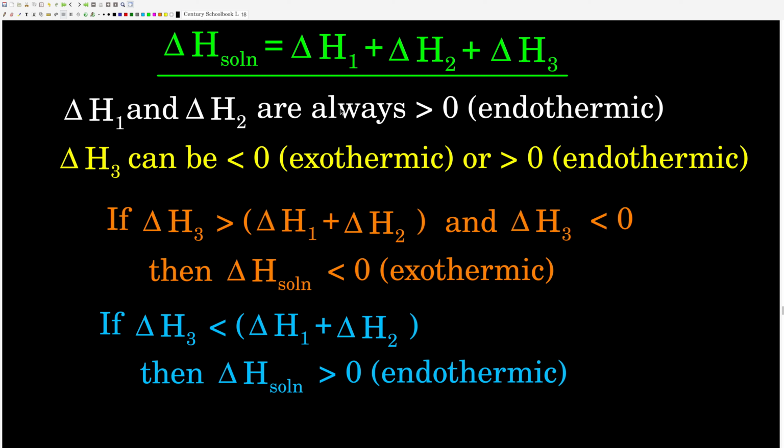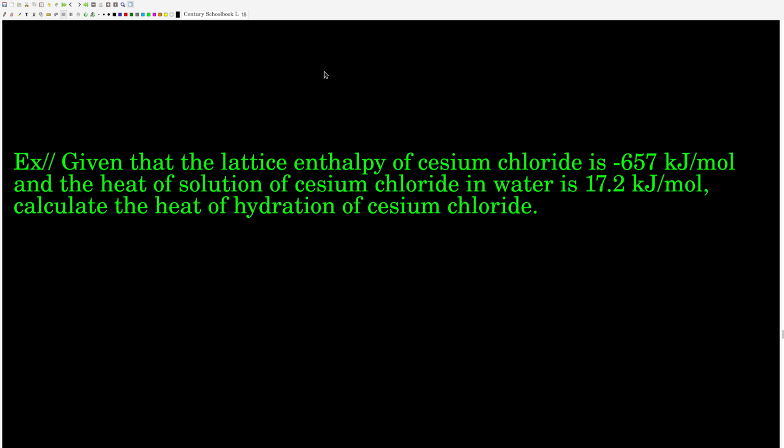So delta H1 and delta H2 are always positive, or endothermic, and delta H3 can either be exothermic or endothermic. Which means that for the overall process, if delta H3 is greater than the sum of delta H1 and delta H2 and it's negative, then the overall process, the heat of solution, will be negative, exothermic. But if the magnitude of delta H3 is less than the sum of delta H1 and delta H2, it doesn't matter what its sign is, it's always going to be overcome by this, and the overall process will be endothermic, positive. So now let's do an example.